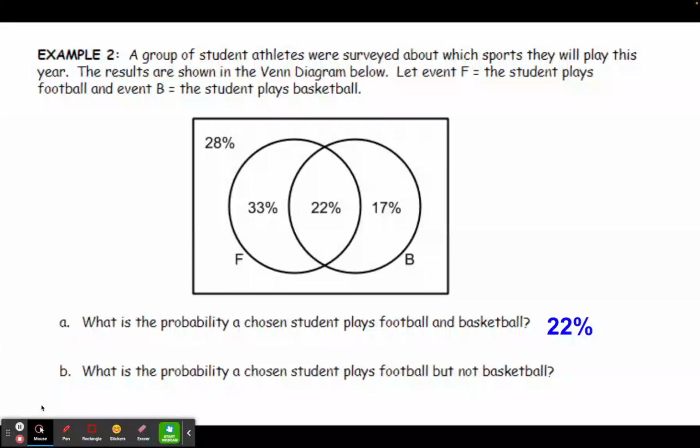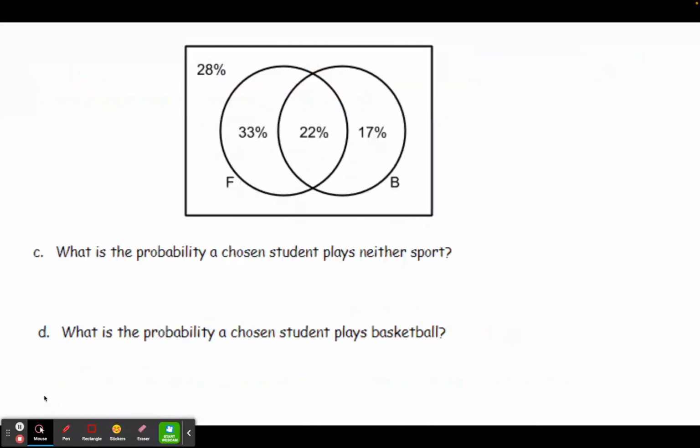Letter B says, what's the probability that the student plays football but not basketball? Here we're looking for kind of the Pac-Man shaped region on the left-hand side where the student is inside the football circle but not inside the basketball circle. So everything that's in that circle but not in the overlapping part, which is the 33%. The probability that a chosen student plays neither sport would, of course, be the 28% that's on the outside of our circles.